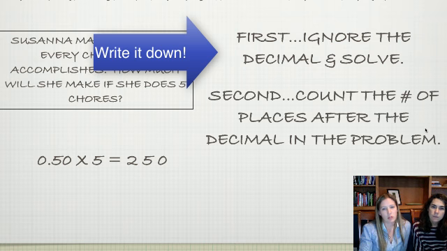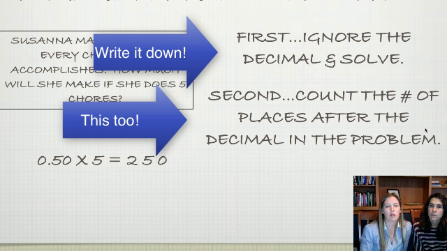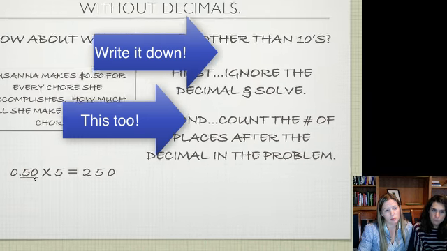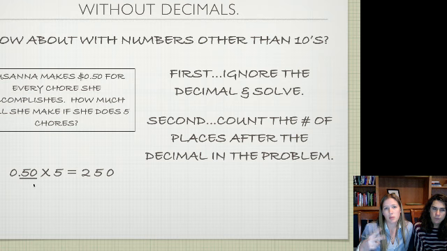The second thing you do now is count the number of places that are after the decimal in the problem. So we're talking about this equation right here, not the answer. So if I look at my problem, there's no decimal here. I have one here, and there are 2 places. 1, 2. So there are 2 places after the decimal. So now I've done step 2.